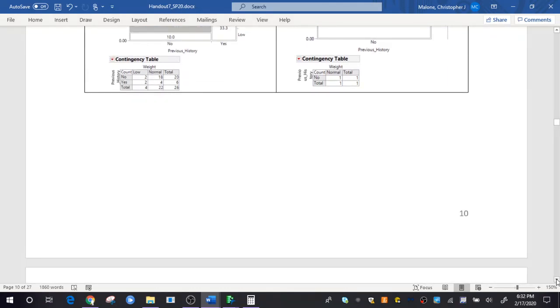All right, so that does it for handout number 7, pages 1 through 10. And that dealt with conditioning and also the use of the local data filter. All right, thank you.